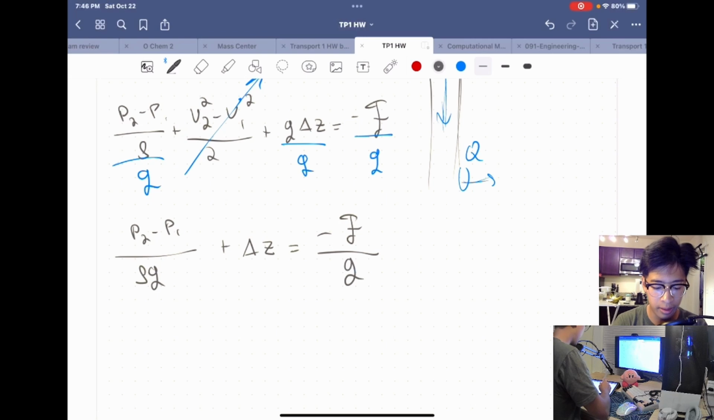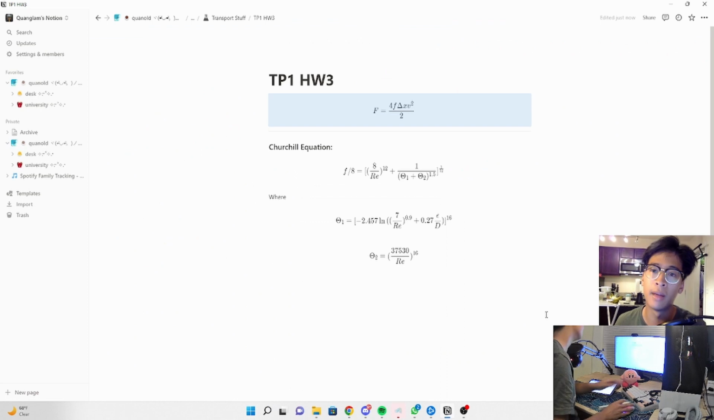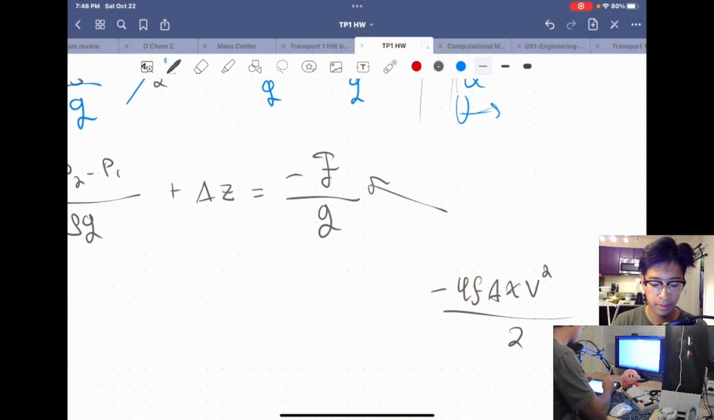And where this frictional heating is going to be represented by, and I don't have this memorized, so I've referenced it here, this frictional heating is represented by 4 times the Fanning friction factor, delta x, velocity squared over 2, right? And then this is going to be negative. I made it negative and divide by g, right? And this is going to be equal to that.